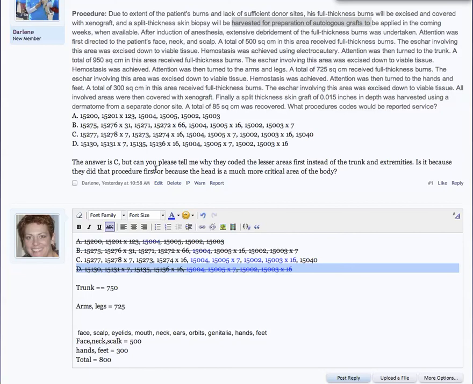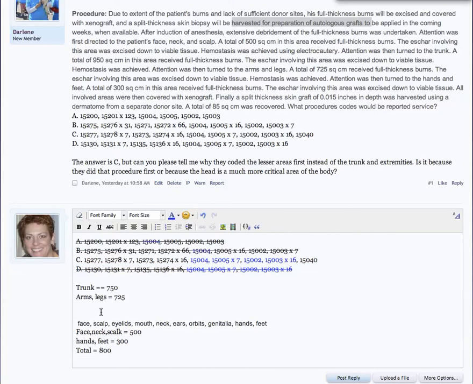So let's see the questions. But can you please tell me why they coded the lesser areas first? Well, don't get hung up on the sequencing for these exams. You want to just figure out which ones have the correct answers. It's not really asking you about sequencing, but you would, in the real world, sequence based on higher RVU. You'd want them to go first. Okay? Hope that helps.